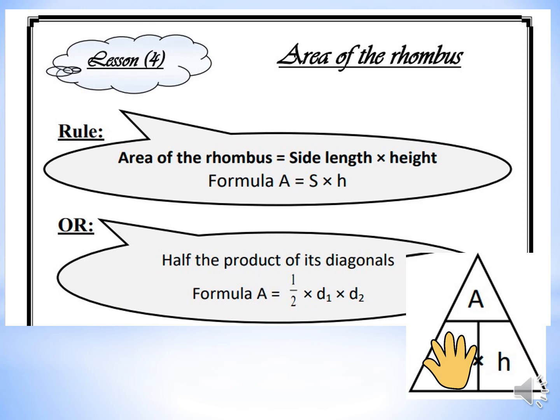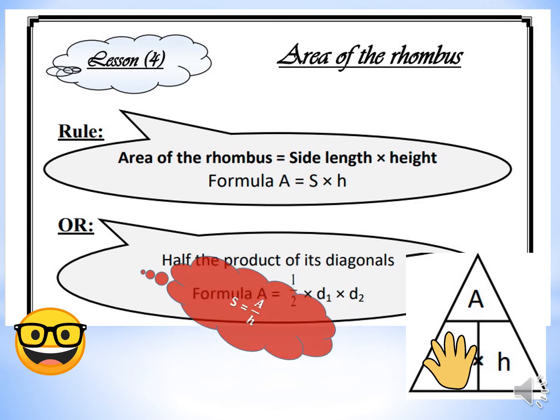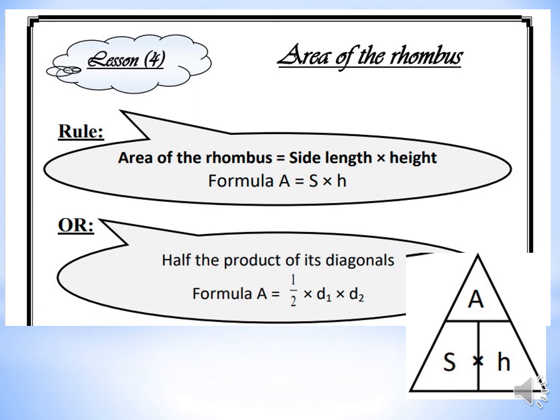If I want the side, hide the side. What's left in my triangle? You will find side equal area over height. So the rhombus has the first rule, area equals side times height, and another rule, area equal half times diagonal 1 times diagonal 2, according to the given in our problems.